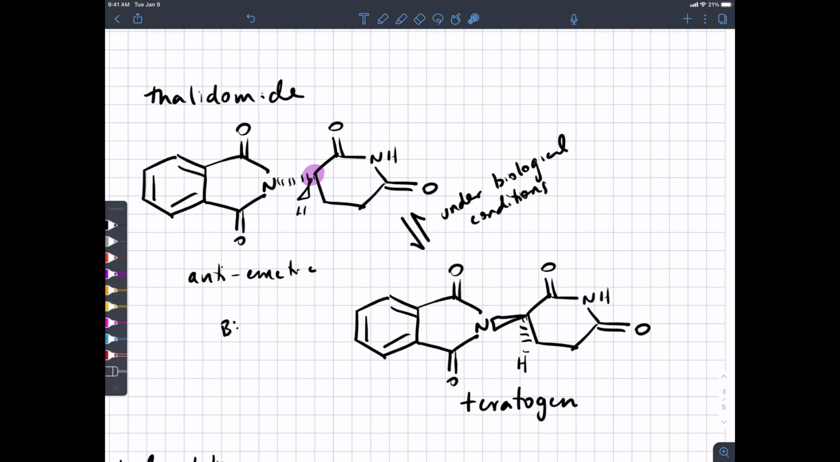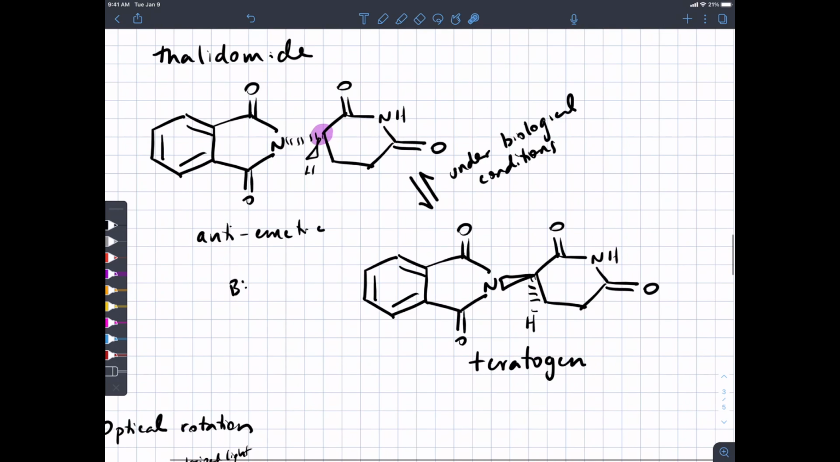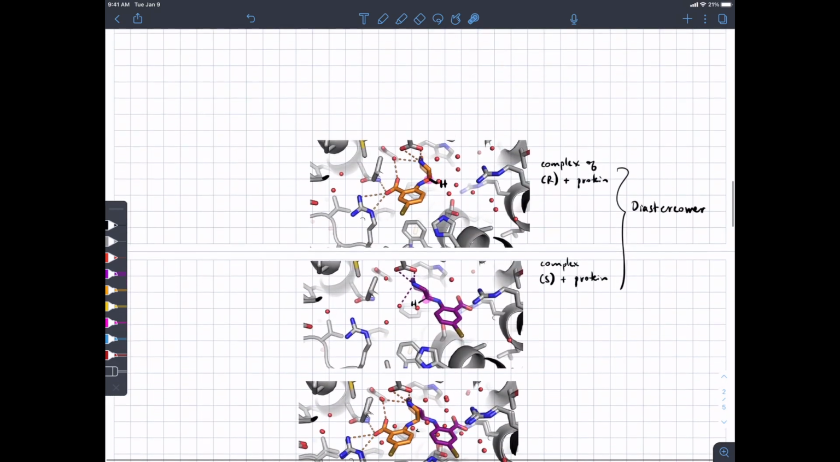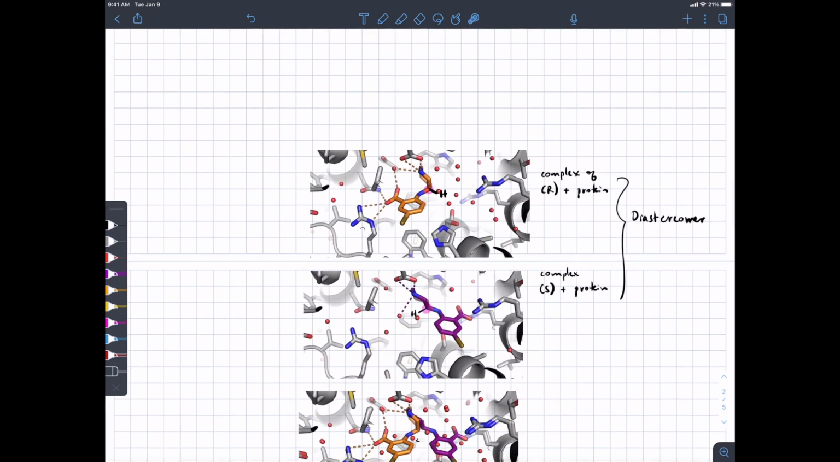And so this is a part of safety and efficacy studies, and the FDA is very, very careful with that kind of thing. So you may wonder why different enantiomers can have different biological effects. The reason, as I said, is that diastereomers have different chemical and physical properties.